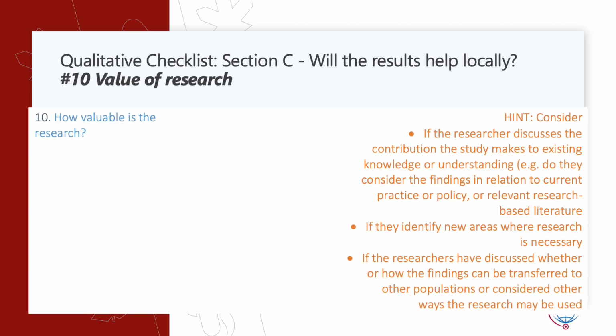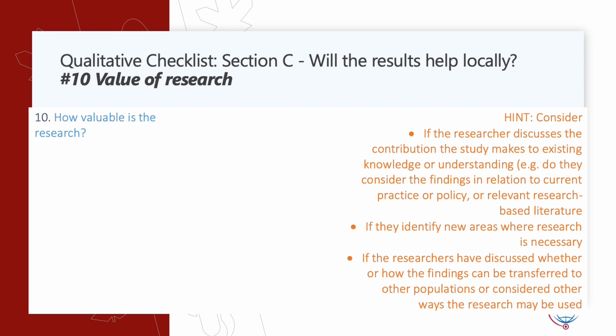The last question and the last section of the qualitative CASP checklist is for us to consider, will the results help locally? How valuable is the research? And here we want to understand the contribution that the study makes to existing knowledge or existing learnings, putting it into context of current practices or policies or evidence.